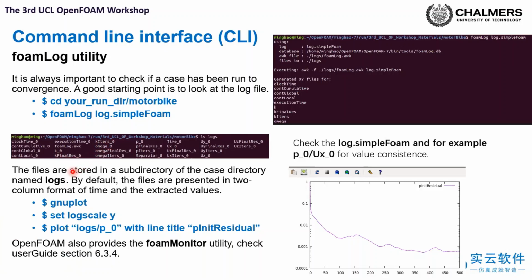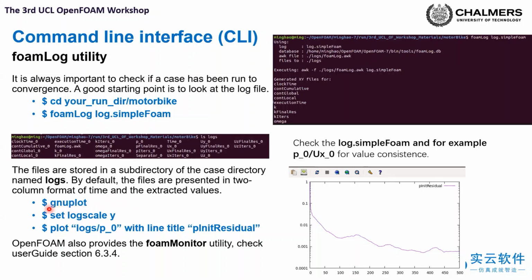So what it means is that it extracts the log with the initial residual of, let's take pressure. Initial residual pressure is named p_0, and the final residual pressure is called pFinalRes_0. And the number of iterations taken to run to the convergence tolerance of pressure is called pIters_0. So it helps you to extract this relevant data to XY, or two-column data. Then afterwards, you can use any plotting tools to plot it.